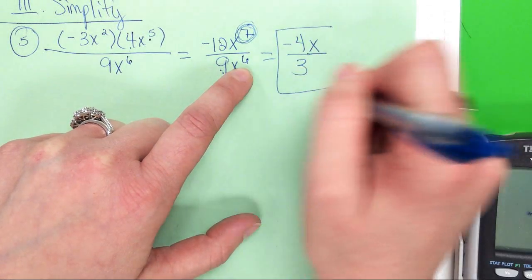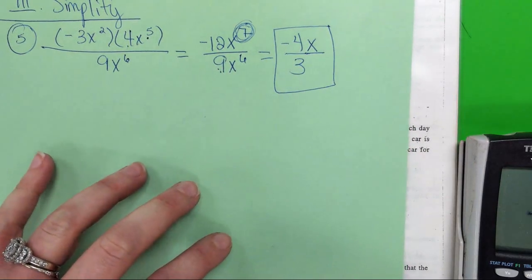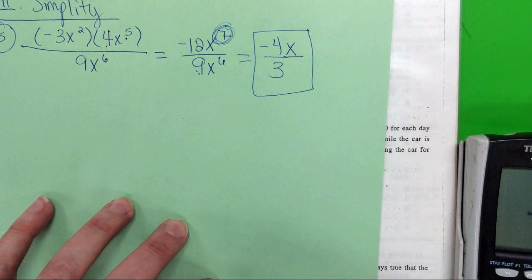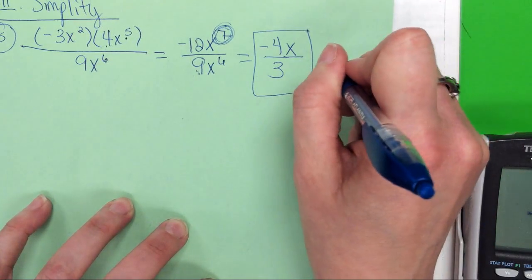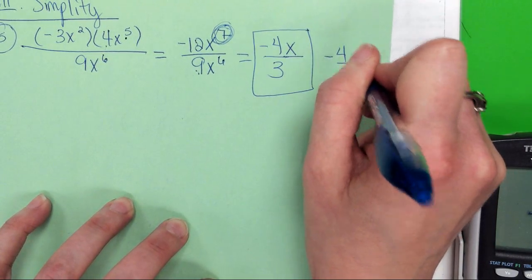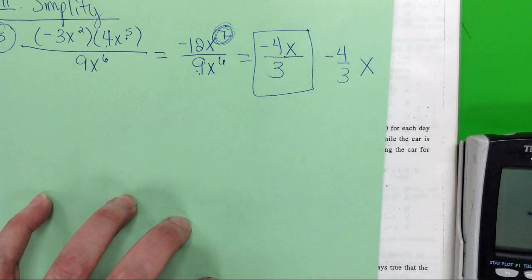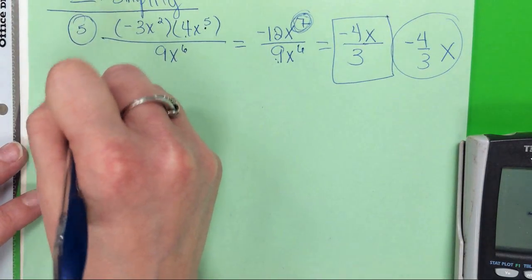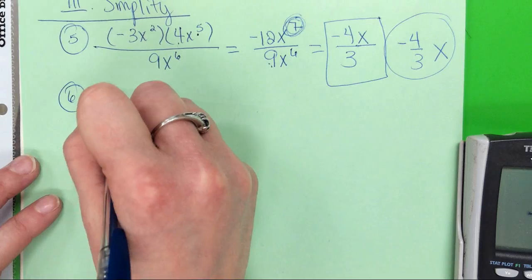That is correct. But how would you see that written on a standardized test? You wouldn't see that X up there at the top like that. You'd see it to the side. Very nice. You see -4 over 3 X to the side like that. That's how you see it on a standardized test. Alright, let's try this one.